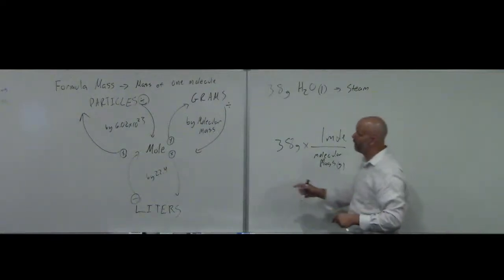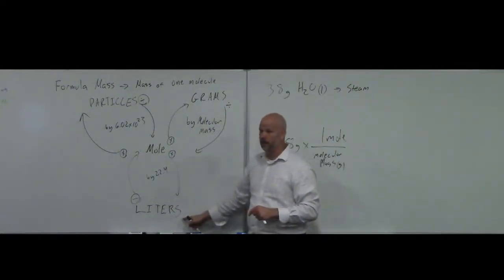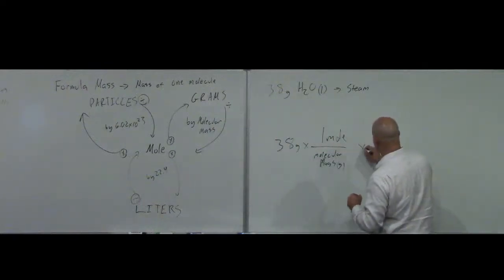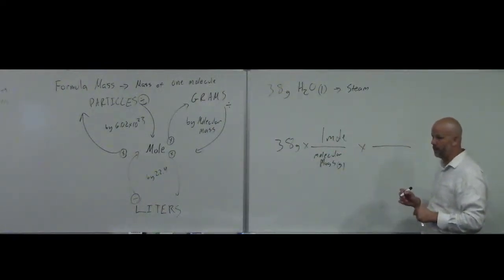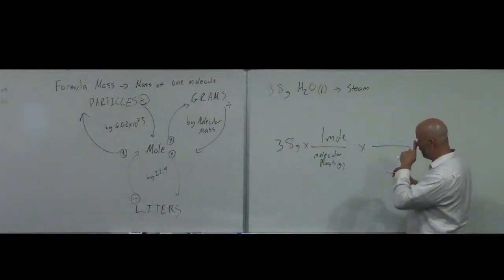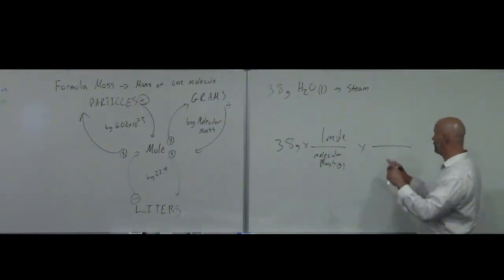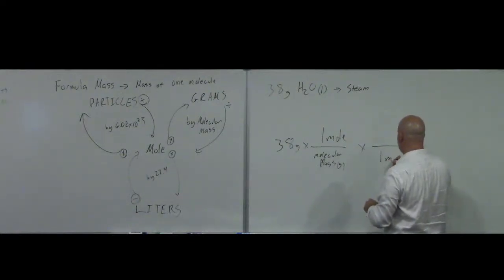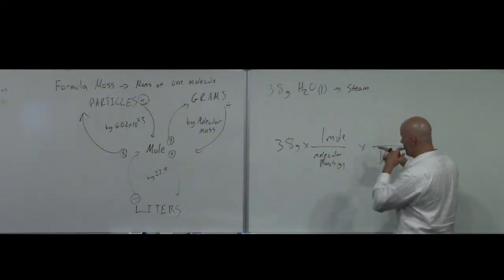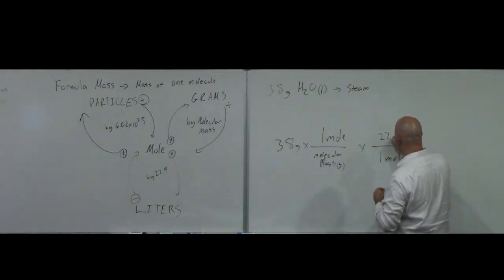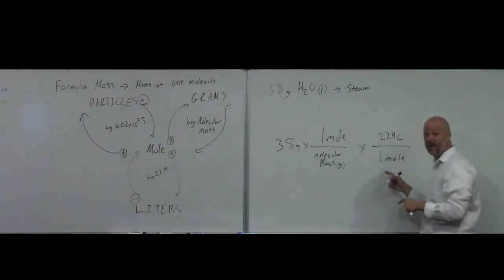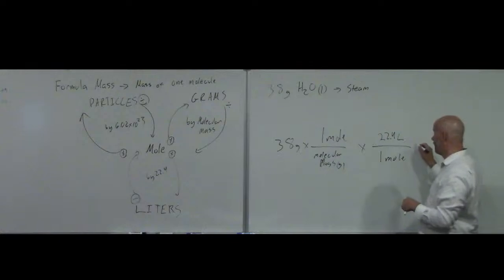And then I want to go from moles to liters. So then I'm going to multiply that by what? 22.4. Yeah, so what goes where? Moles is on the bottom. I need those to cancel. So 1 mole, and this is going to be 22.4 liters. That will set me up, and I'll have my answer in liters.